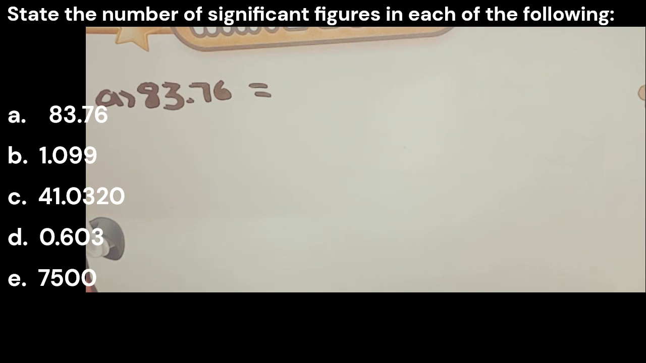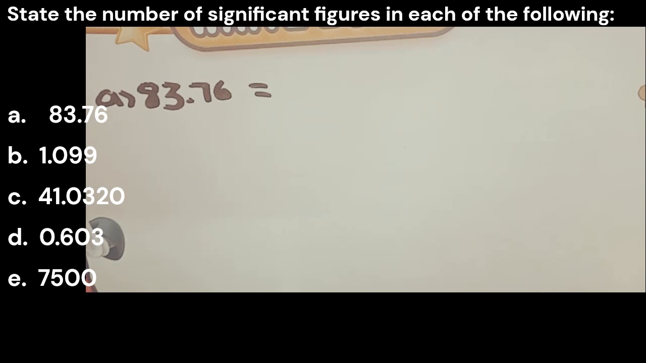So the question is, state the number of significant figures in each of the following. The first part, A, is the number 83.76. Here we have to check how many significant figures are in this number. So we apply all the 5 rules on this number.